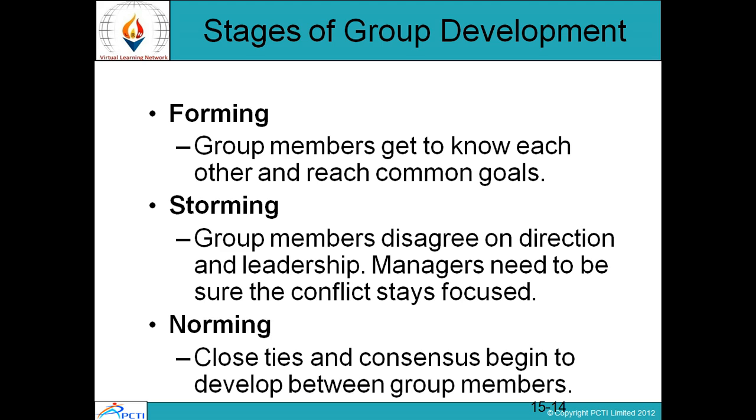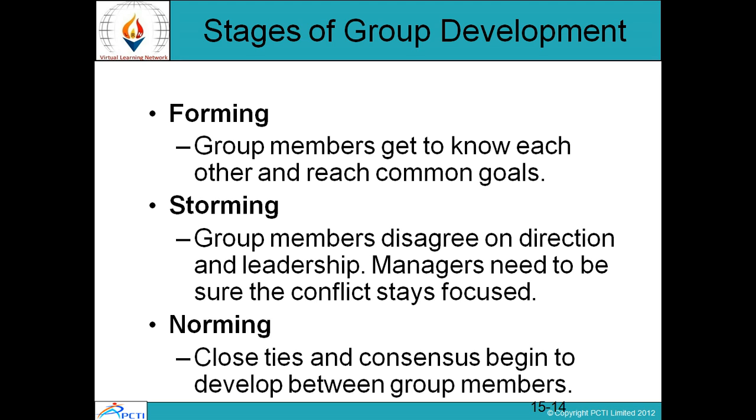In the group development, the first stage of forming includes that group members get to know each other and reach common goals. In the forming stage, it is expected that every person who is part of a group should know everything about the others. They should know each other and reach common goals, and everyone should have some common goals.